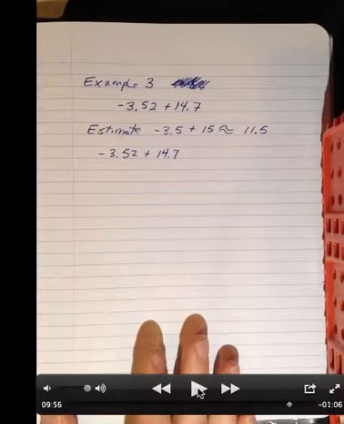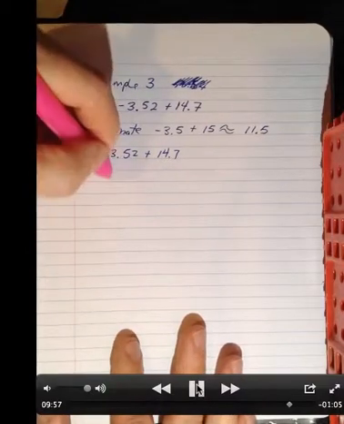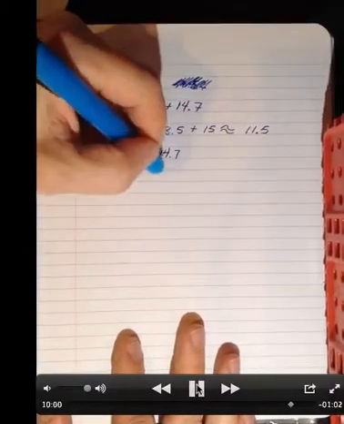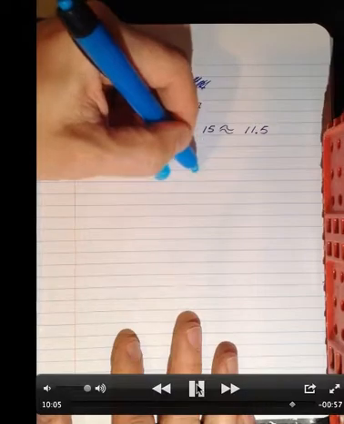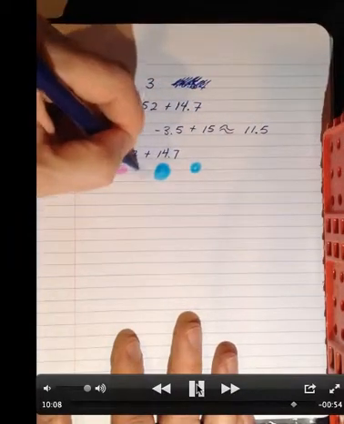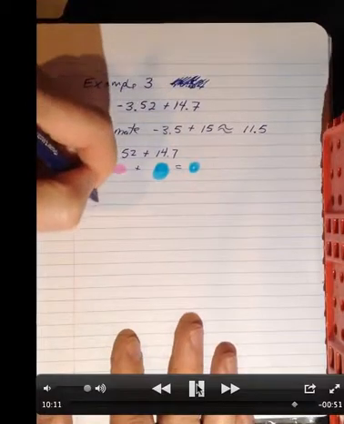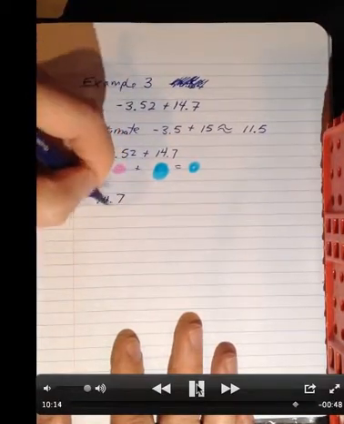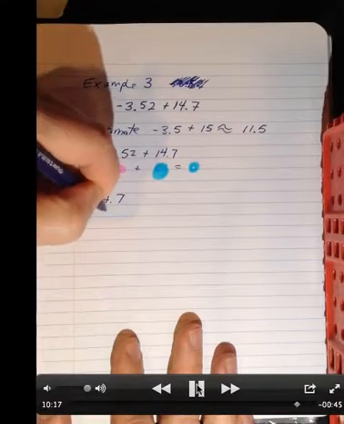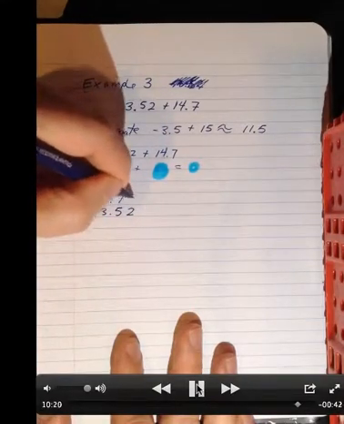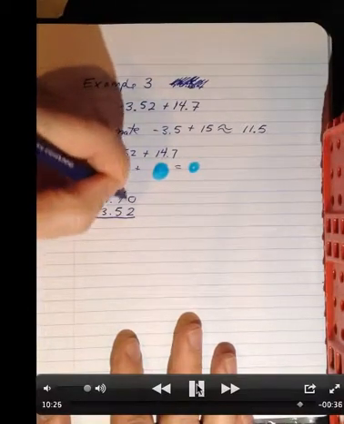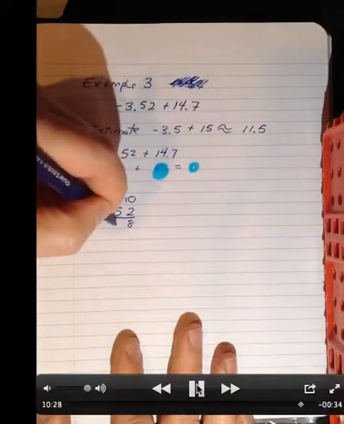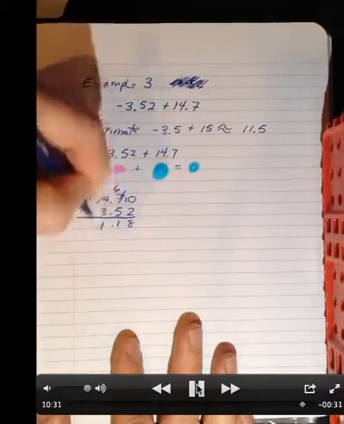Okay, now when I'm combining these, I have to notice that this is positive and this is negative, so I have to find the difference. One is negative, one is positive. I have more positive than I have negative, so the answer is going to be positive. It's a little bit smaller, showing that I have to find the difference between 14.7 and 3.52. Notice how I filled a 0 in with 14.7, excuse me. I have to borrow from that 7 because I can't take 2 from 0.